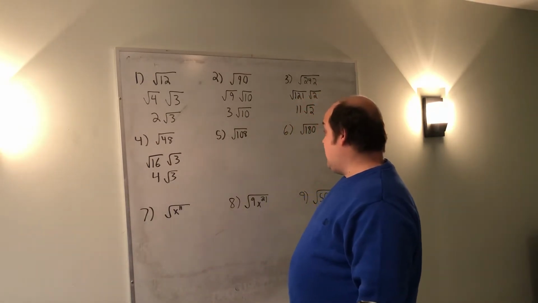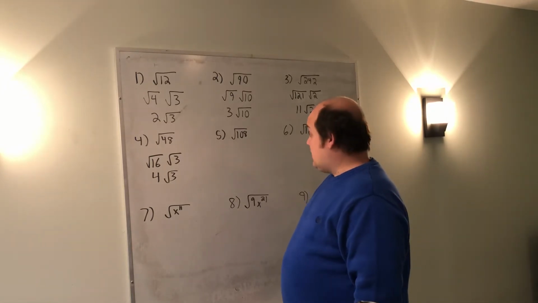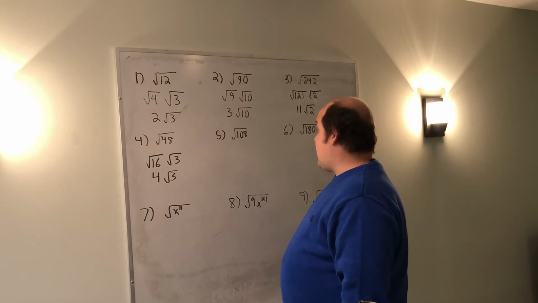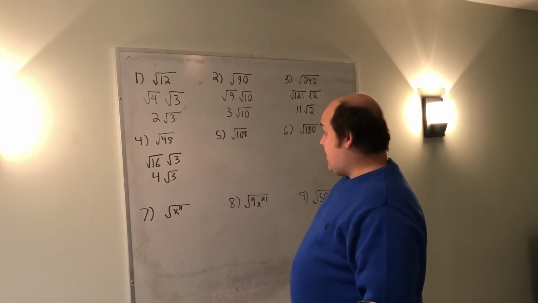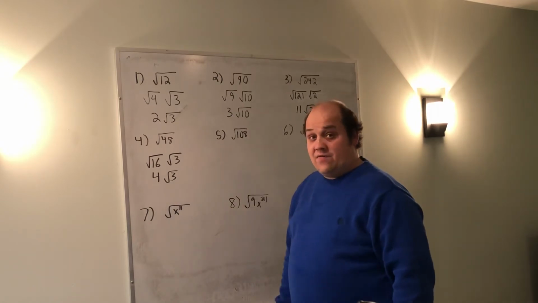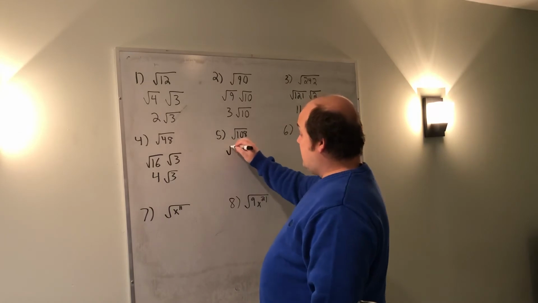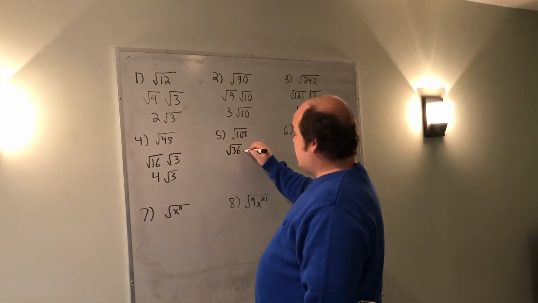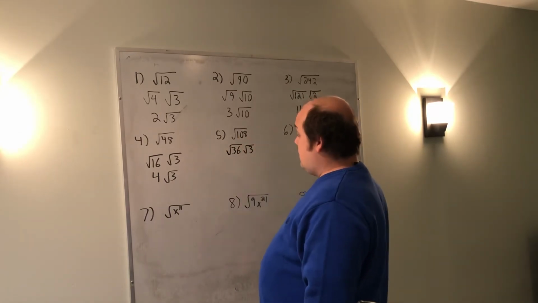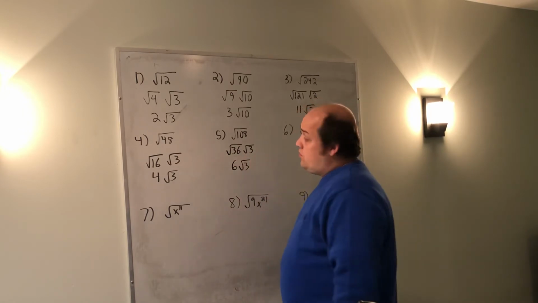Doesn't divide evenly. I try 81. Doesn't divide evenly. I try 64. Doesn't divide evenly. I try 49. Doesn't divide evenly. I try 36, and it does divide evenly. This gives me 3 when I divide it by 36, so I can break it into 36 times 3. The root of 36 is 6, which comes out and leaves behind the root of 3.